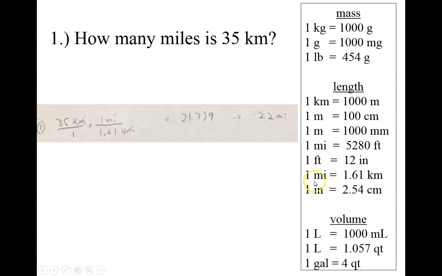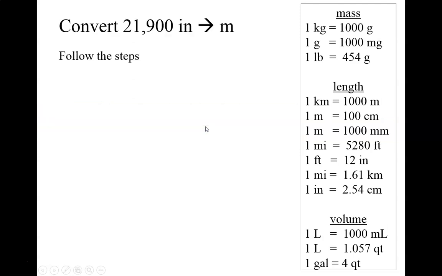If we look down here, 1 mile equals 1.61 kilometers. So take what you're given, 35 kilometers, put it over 1, draw the multiplication symbol, and then draw the line. And then we play our card so that 1.61 kilometers is on bottom and miles is on top. So then to put this in our calculator, it's 35 divided by 1.61. Even though there's a times symbol, we're dividing because the 1.61 is on bottom. That gives you 21.739, which will round to 2 sig figs. So just round that to 22 miles.